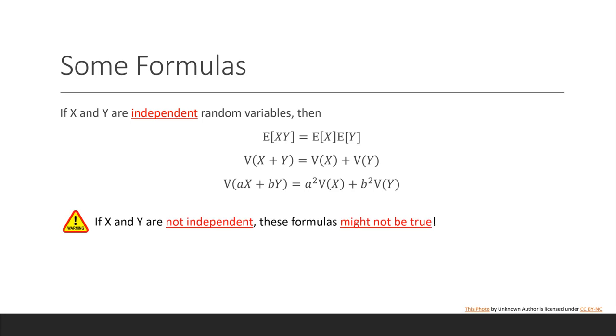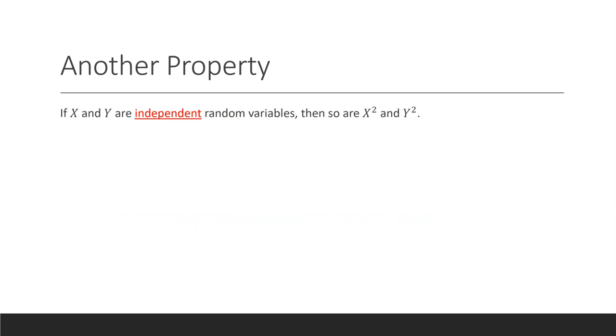Warning, if x and y are not independent, these formulas might not be true. Another property is that if x and y are independent random variables, then so are x squared and y squared.